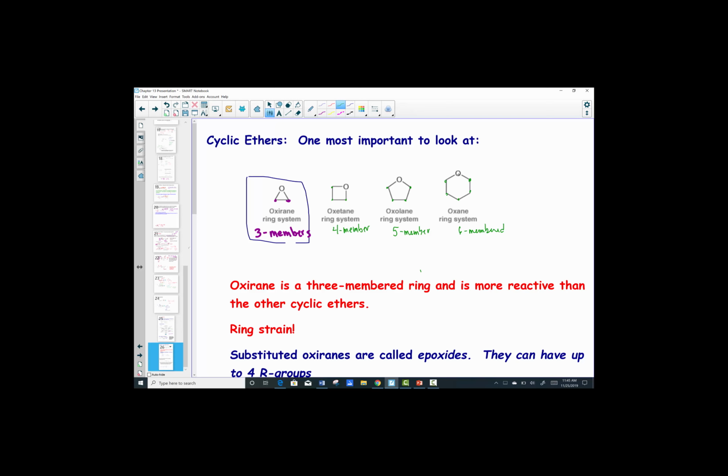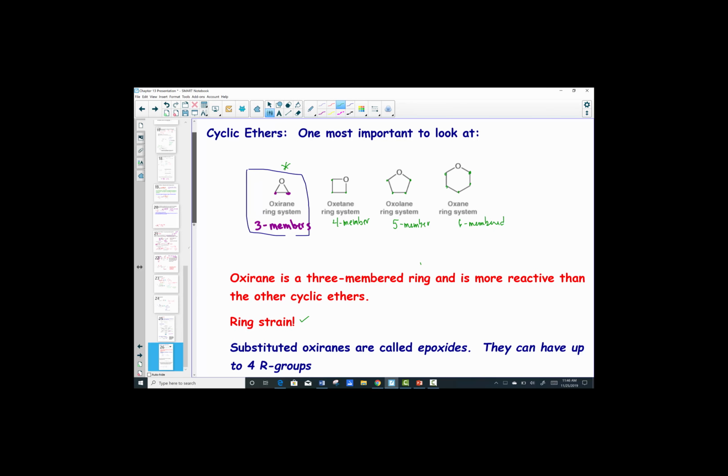Of these cyclic ethers, I'd like us to know the 3-membered ring, the oxirane ring system, simply because it's the most reactive of these cyclic ethers, and the explanation there very quickly is simply based on ring strain. It's a very tight, very small ring, therefore we know the smaller the bond angles, the more strain there is on that particular cyclic structure, making them very highly reactive.